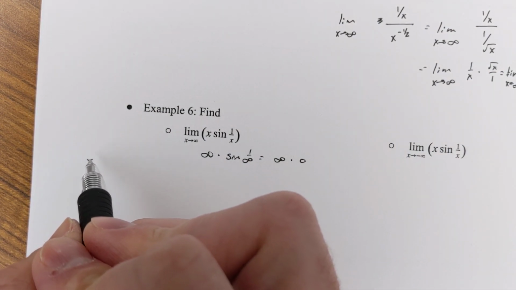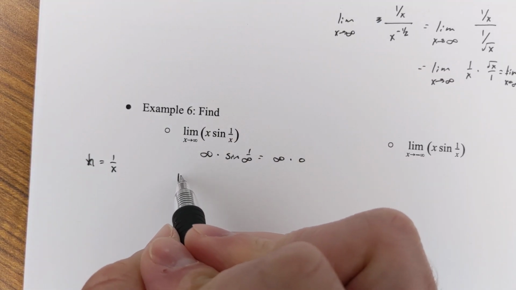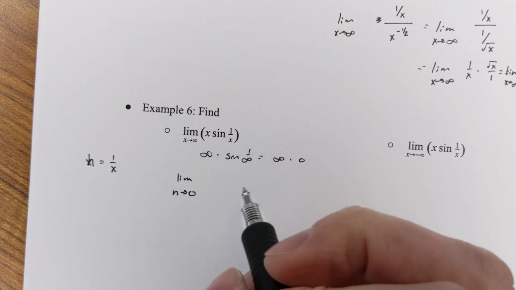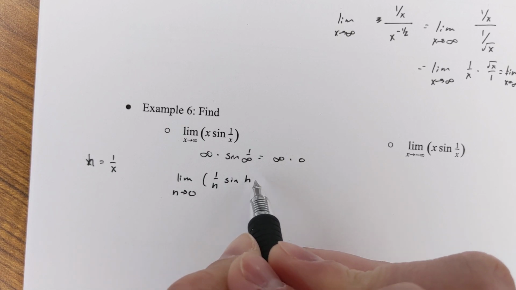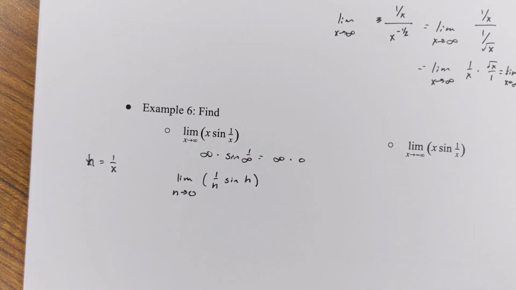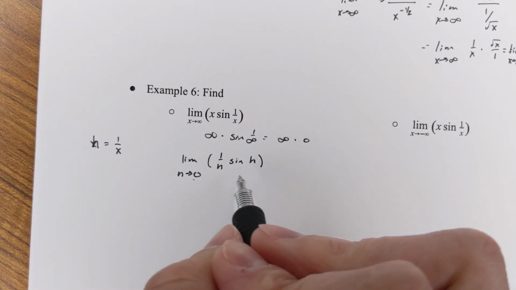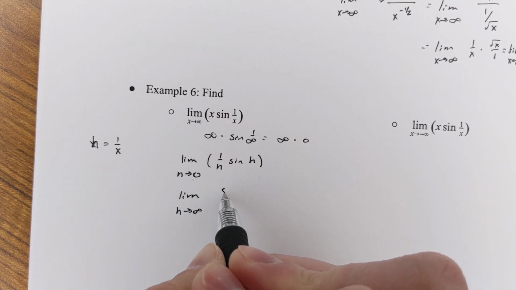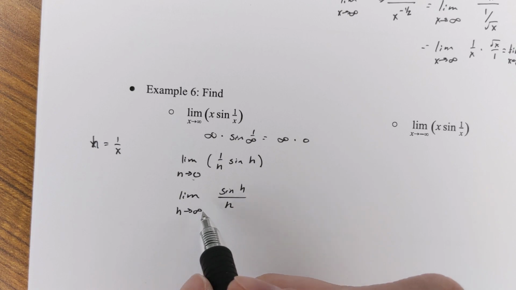So we're going to set h equal to 1 over x. So this becomes the limit as h approaches 0 of 1 over h sine h. So h is just the reciprocal of x. So that's why this becomes 0, because the reciprocal of infinity is 0. The reason I do that is I can now write it as sine of h over h, which I can do L'Hopital on.